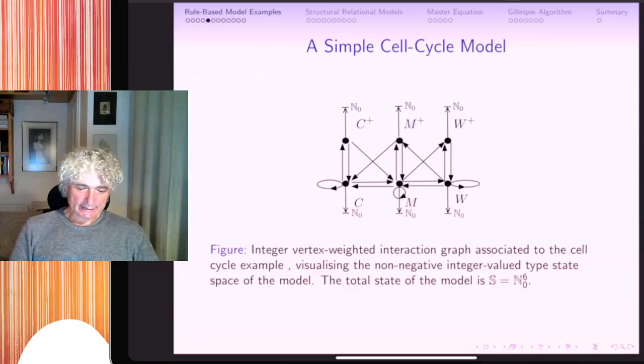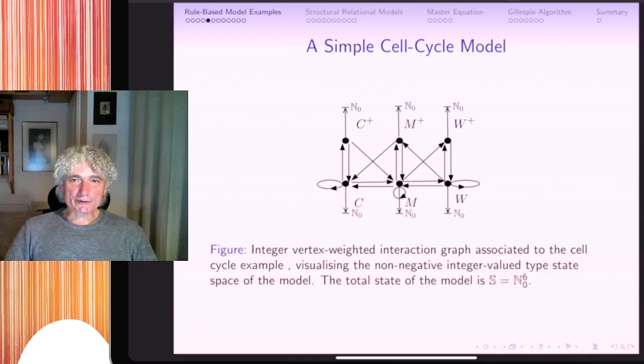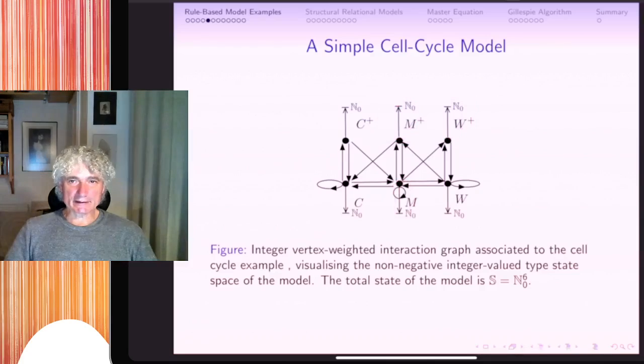You can see a lot of interaction going on in the middle. Also indicated is that here we look at a state space, which is just counting the molecules in a cell. So we have a state space at each of the proteins, which is given by N0. So you can have no molecules, or you can have arbitrarily many of them, but they are countably many.